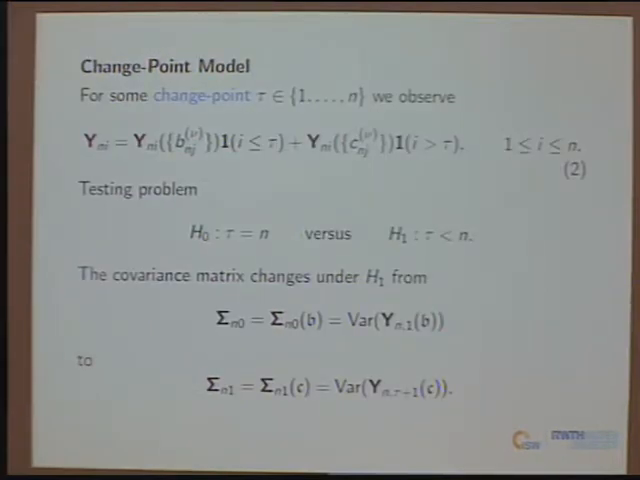The change point is denoted by tau, and so we assume that up to tau, we are given a time series model with the set of coefficients b before the change, and then after the change point, the coefficients are given by the array c. And so in terms of the testing problem, we are interested in testing whether tau is equal to n. This means we have no change point within our sample, and the alternative is that we have a change point in the sample where the covariance matrices change.